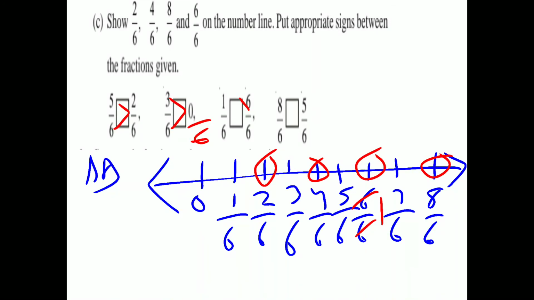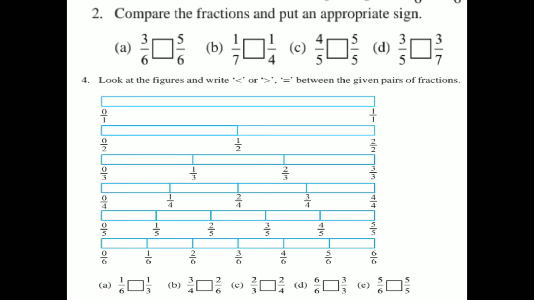1 by 6 and 6 by 6. Which one is greater? 6 by 6. 8 by 6 and 5 by 6, which is the greater one? 8 by 6. Because when denominators are the same, then the numerator which is greater will be considered greatest. Clear? Now we do question number 2.